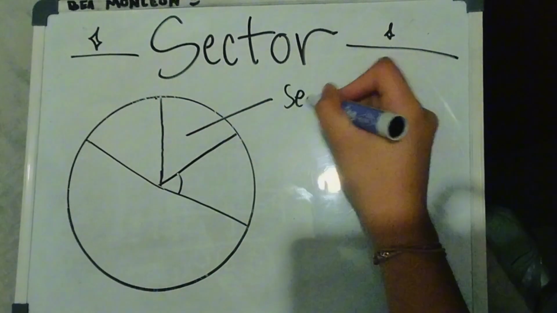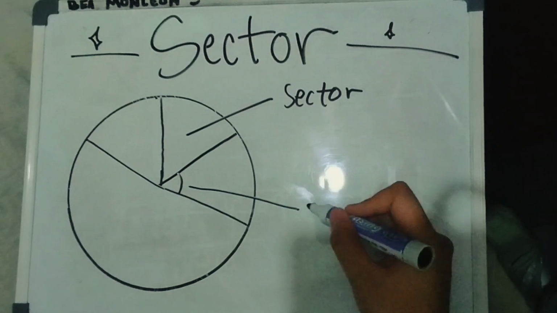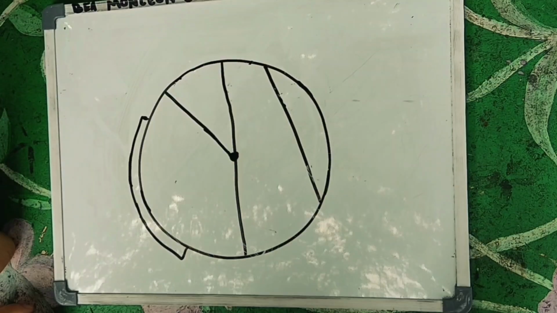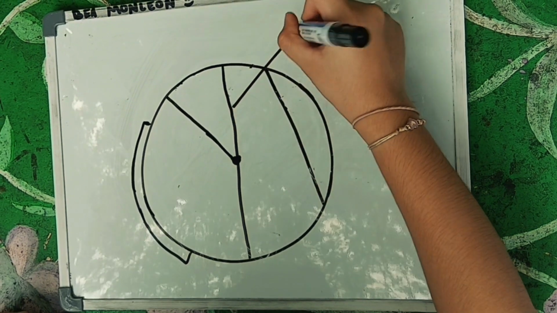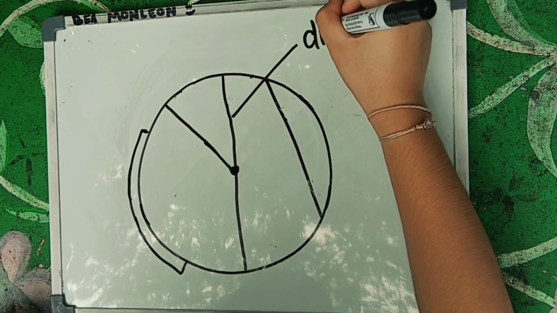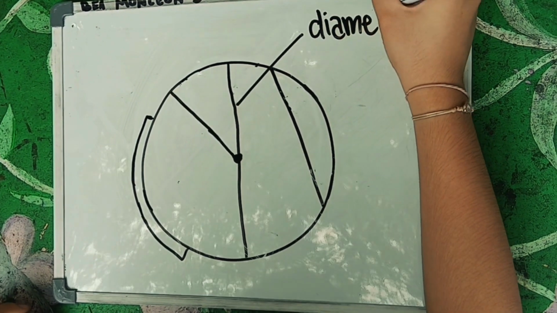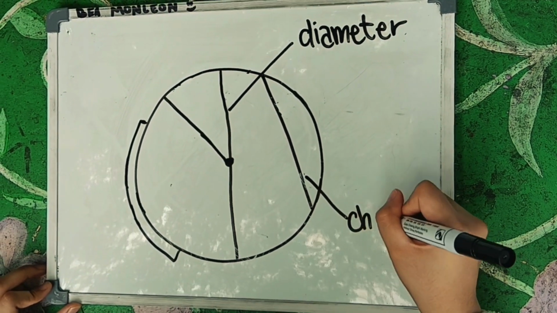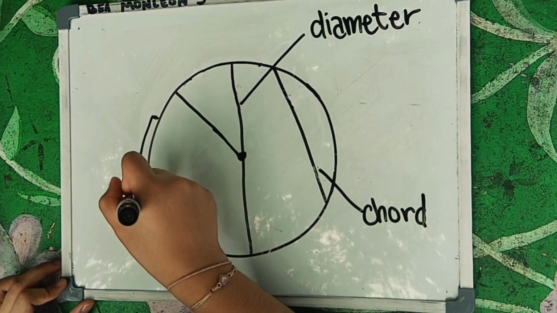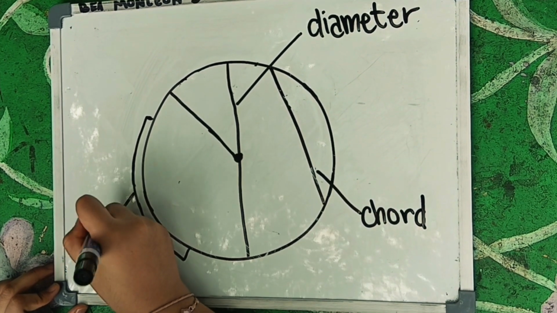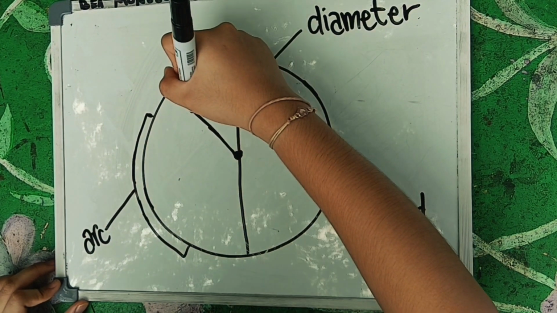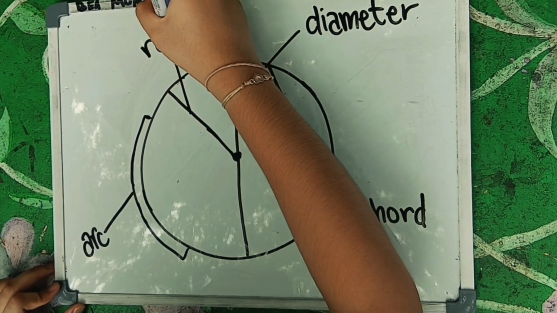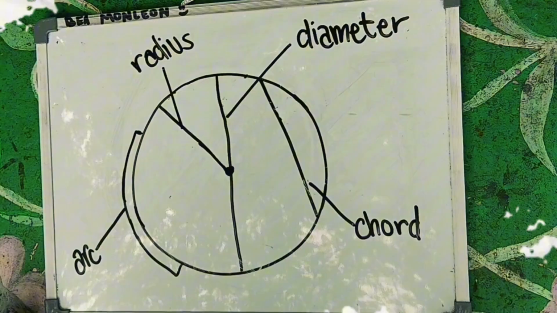A sector of a circle is a part of a circle enclosed by two radii and an arc connecting them. Diameter, the line segment that passes through the center of a circle and whose endpoints lie on the circle. Chord, the line segment whose endpoints are any 2 points on a circle. Arc, the part of a circle named by its endpoints. Radius, line segment whose endpoints are the center of a circle and any point on the circle.